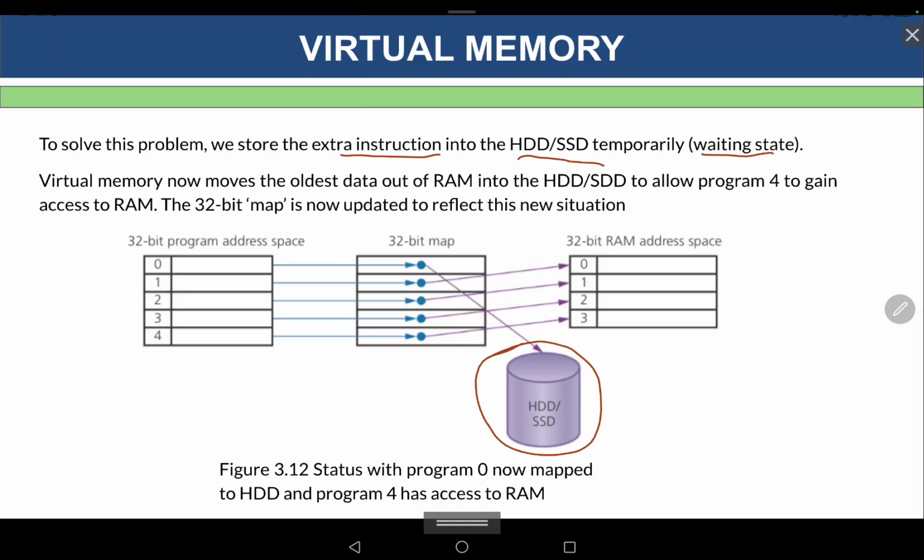So now when the virtual memory moves the oldest data out of the memory into the HDD to allow the fourth program to gain access to memory. So meaning that, let's say the computer has executed this instruction, then this memory will now be swapped for the data that is in the waiting state, and then the data can now be moved to RAM.